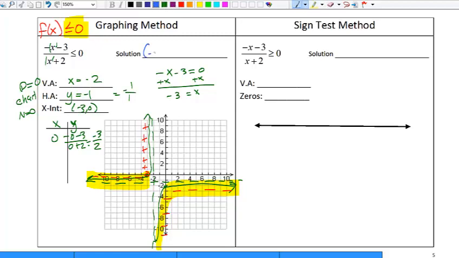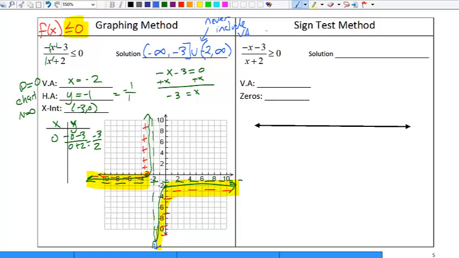So my solution is -infinity all the way up until -3. Do I get to include the -3? Yes, because it is a 0 and it's "or equal to." Union, then I have this entire branch over here. Now that branch gets really close to the vertical asymptote. The vertical asymptote starts at -2 to infinity. But notice that because it's a vertical asymptote and it's not defined there, I can never include the vertical asymptote. Maybe you want to make a note there: never include vertical asymptote.